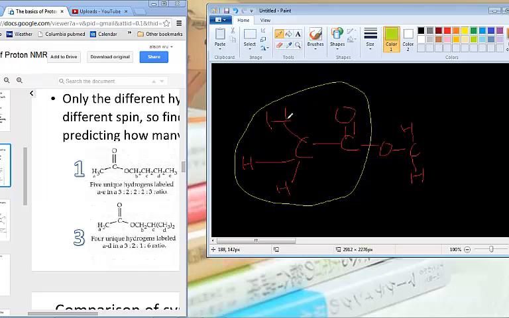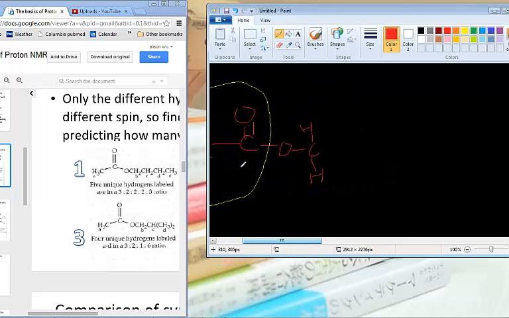So take this hydrogen. I look to the right, I see a carbonyl group. I look to the left, I see nothing. This hydrogen, I look to the right, it's a carbonyl, look to the left, nothing. This hydrogen, same thing, right? So that's why all these 3 hydrogens are the same.